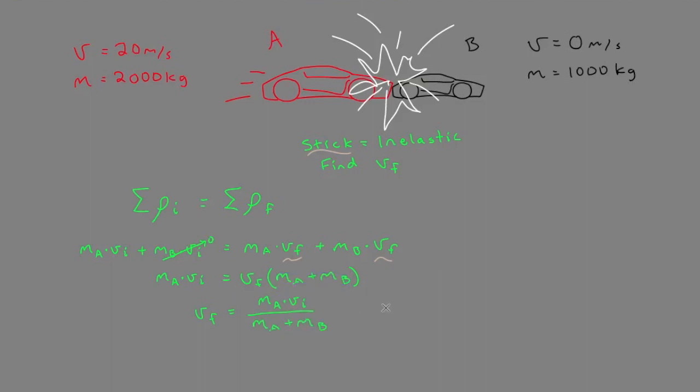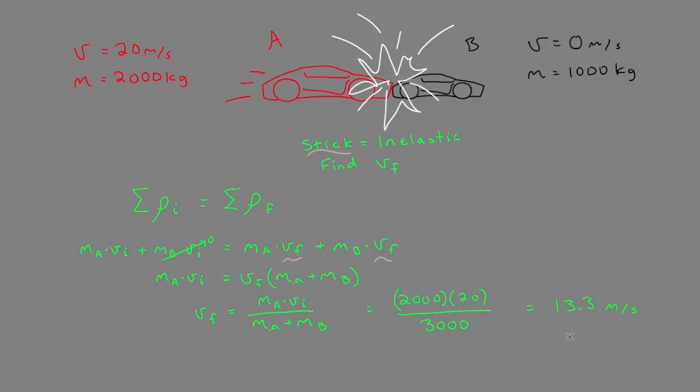And now we can plug into this to solve. So we have mass A is 2,000 kilograms times its initial velocity of 20 meters per second, divided by the sum of the masses. So we have 2,000 plus 1,000 kilograms, which is 3,000 kilograms. This will evaluate to 13.3 meters per second.